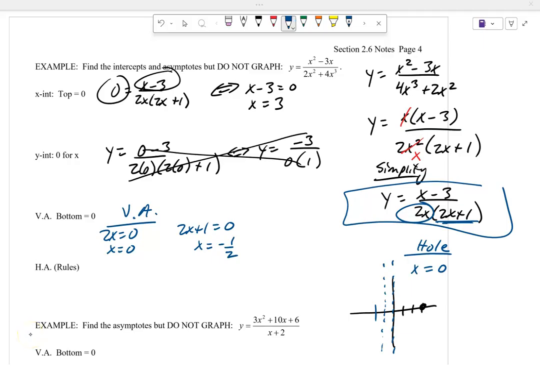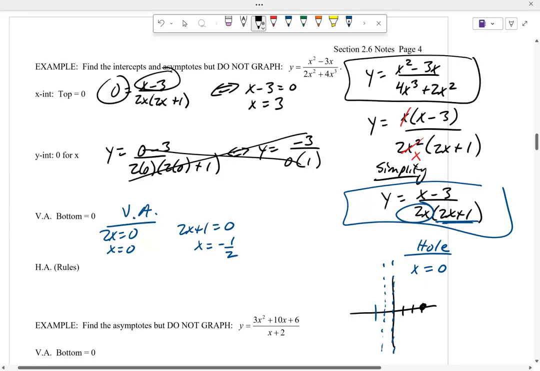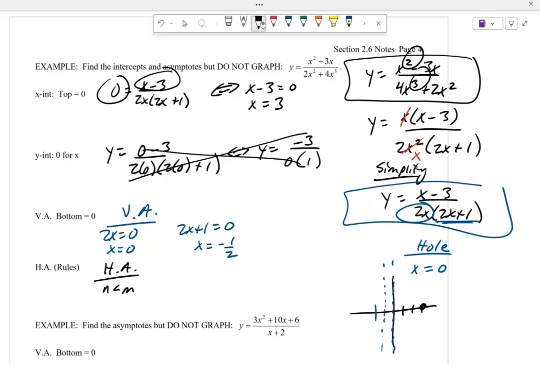All right, let's look at the horizontal asymptote here. I'm looking at the original function. My original function in standard form: the degree of the top is 2, the degree of the bottom is 3. If n is less than m, right, 2 is less than 3, the degree of the top is less than the bottom, then automatically y equals 0 is my horizontal asymptote.